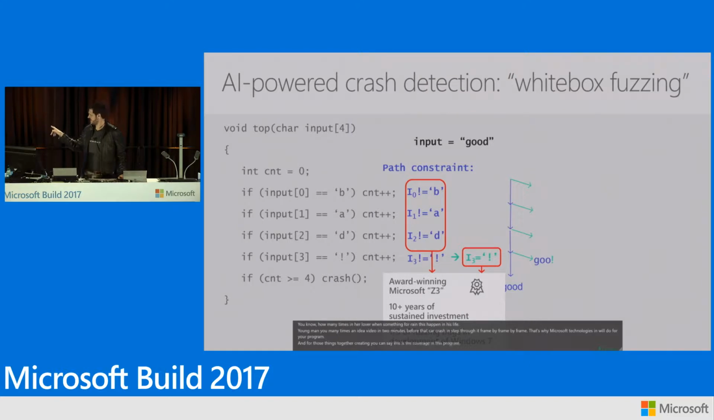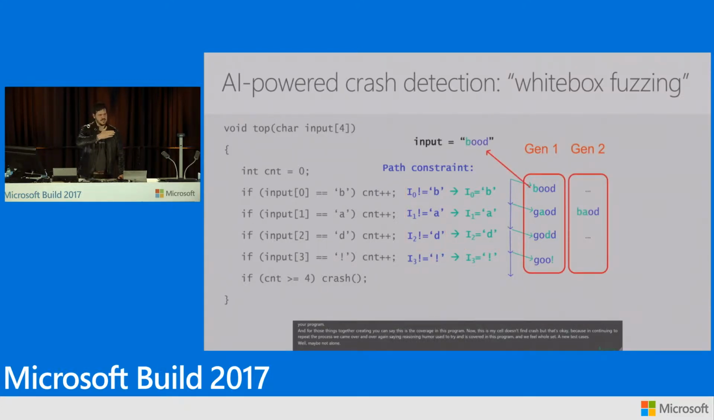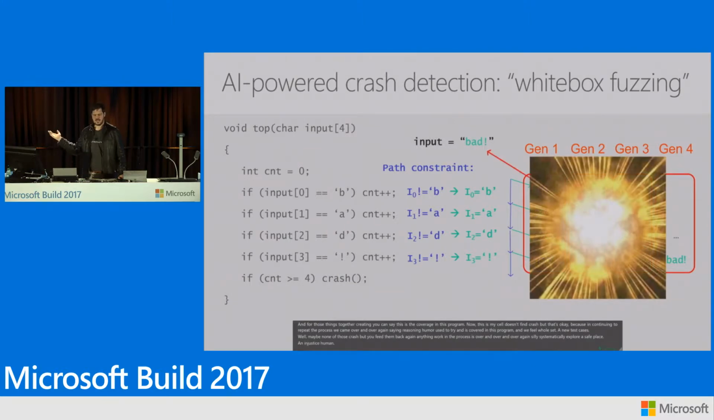Now this test case by itself doesn't find the crash, but that's okay, because we can continue to repeat the process. We can repeat over and over again the same reasoning that you would use to try to increase coverage of this program. And we can create a whole set of new test cases. Well, maybe none of those crash, but you feed them back in, and we can repeat the process over and over again until we systematically explore the state space of your code. And in just 2 minutes total, we can find the crash that causes the program to go kaboom.